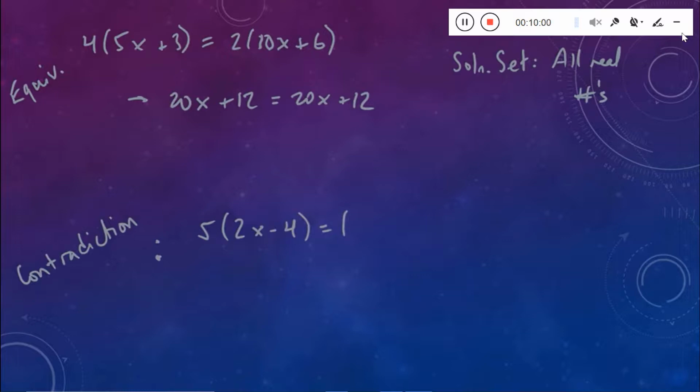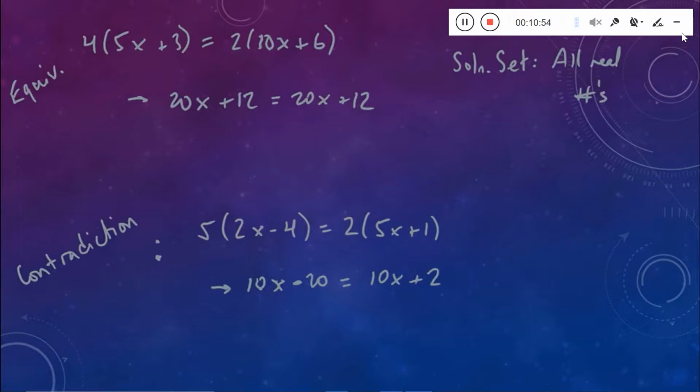And here's an example of a contradictory linear equation. 5 times the quantity 2x minus 4 equals 2 times the quantity 5x plus 1. If I were to multiply these things out, I would get 10x minus 20 equals 10x plus 2. And I can then subtract 10x from each side. So 10x minus 20 equals 10x plus 2.